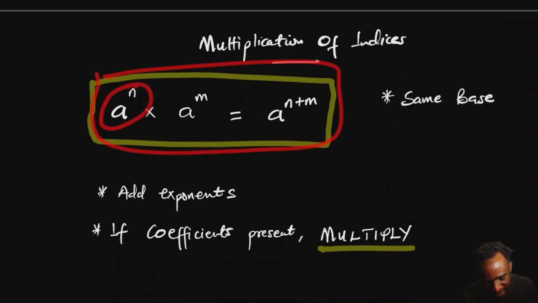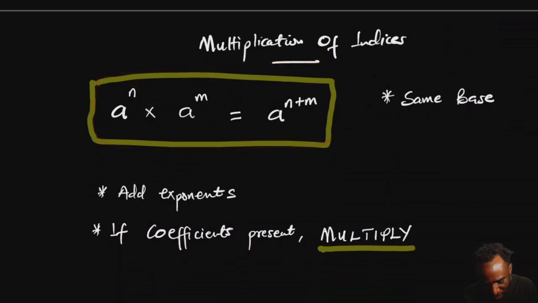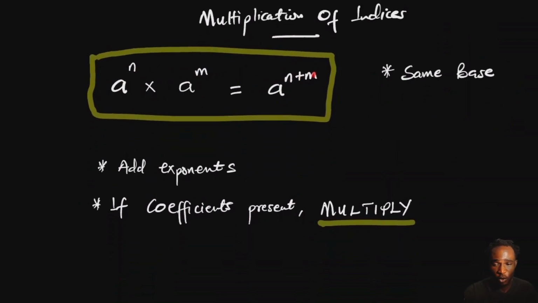These two indices are multiplying each other. We have a raised to the power n times a raised to the power m. So they have the same base, which is a. So you write one of the bases, which is a, of course, and then we add the exponents, which is n plus m. And very important also, if you have coefficients present, we have to multiply the coefficients. So the bases have to be the same. If there are coefficients, we have to multiply the coefficients also.